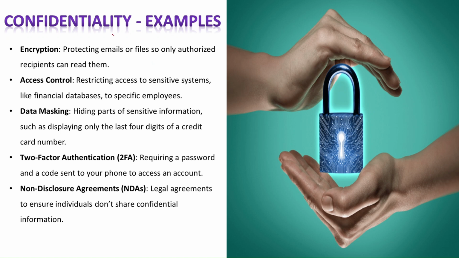So now let's go through some examples of confidentiality. Encryption protects emails or files so that only authorized recipients can read them. Access control means restricting access to sensitive systems like financial databases to specific and authorized employees. Another example of ensuring confidentiality is data masking, which is hiding parts of sensitive information, such as displaying only the last four digits of a credit card number. Two-factor authentication, that is 2FA, requiring a password and a code sent to your phone to access an account, is an example of ensuring confidentiality.